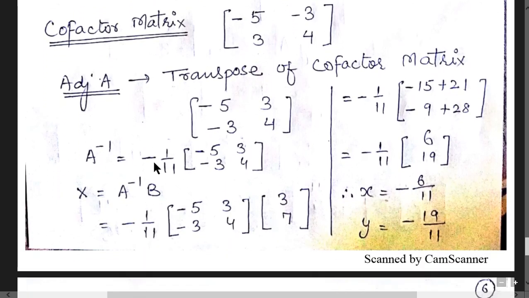And what about A inverse? It's 1 over modulus of A into adjoint of A. Then multiply A inverse with B so that we can find out the value of x. So minus 1 over 11, minus 5, 3, minus 3, 4, 3, 7. It's minus 15 plus 21 here. Minus 9 plus 28. It's 6 and 19. It means clearly our answer is minus 6 over 11 and minus 19 over 11.